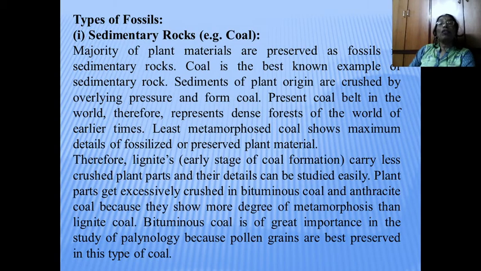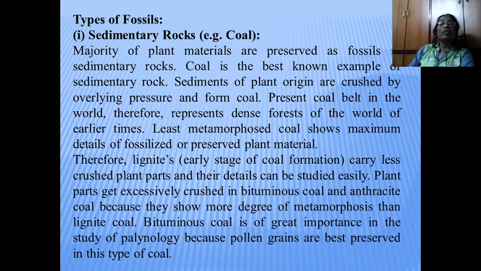Less metamorphosed coal shows maximum detail of fossilized or preserved plant material. Therefore, lignite, the early stage of coal formation, carries less crushed plant parts and their details can be studied easily. Plant parts get excessively crushed in bituminous coal and anthracite coal because they show a greater degree of metamorphosis than lignite coal.